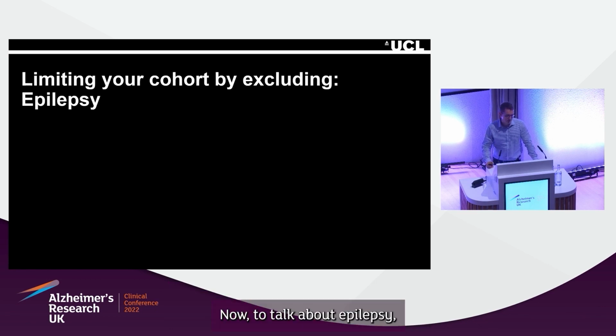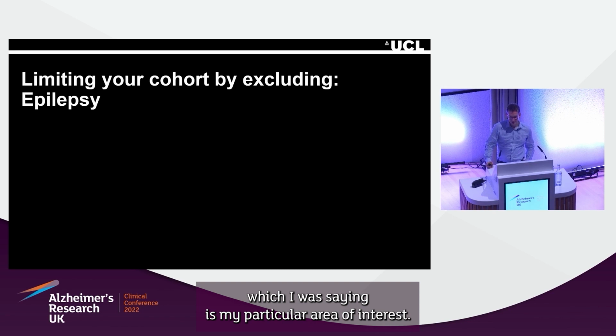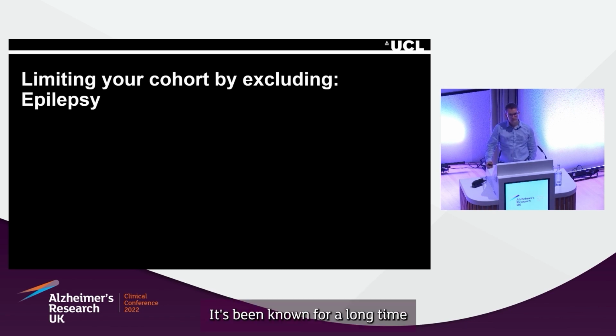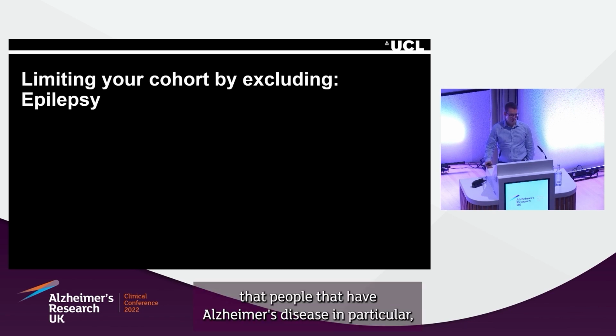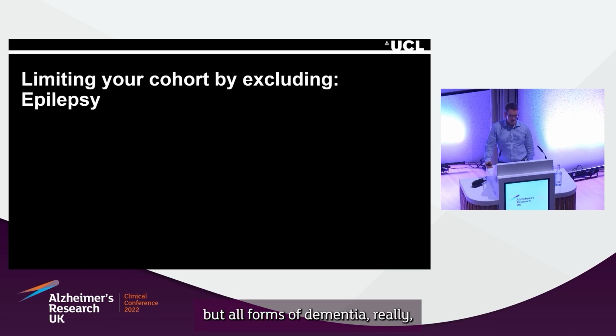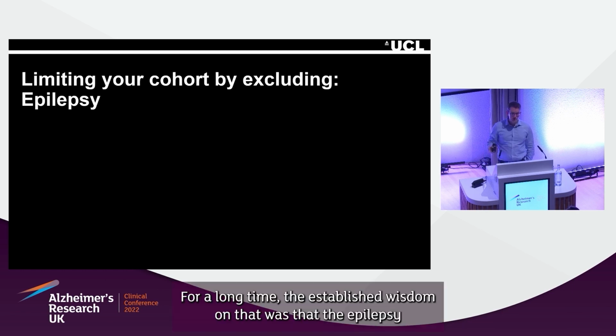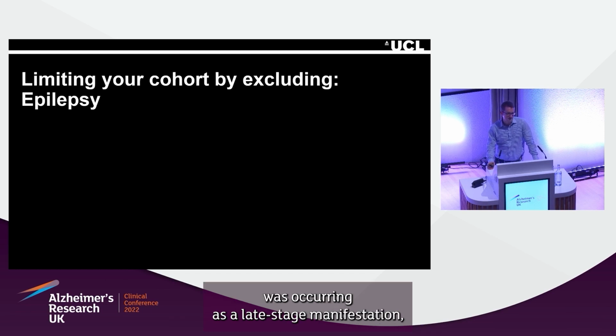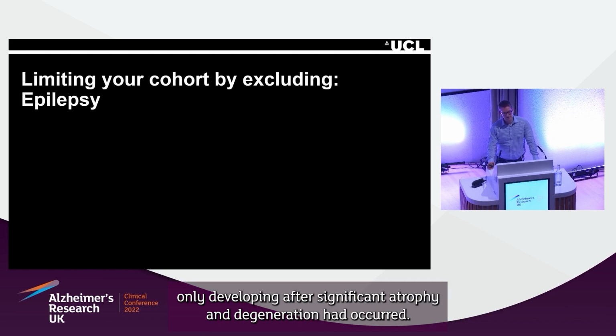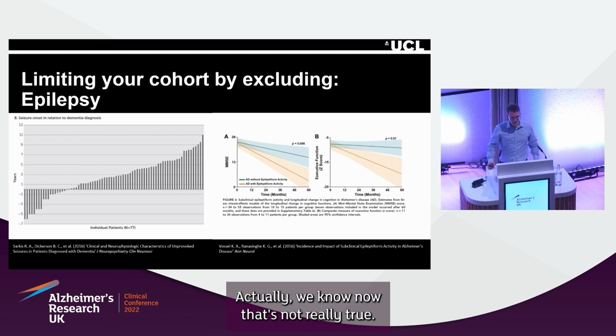And now to talk about epilepsy, which I was saying is my particular area of interest. It's been known for a long time that people that have Alzheimer's disease in particular, but all forms of dementia really, have an increased risk of developing epileptic seizures. For a long time, the established wisdom was that epilepsy was occurring as a late-stage manifestation, only developing after significant atrophy and degeneration had occurred. But actually, we know now that's not really true.